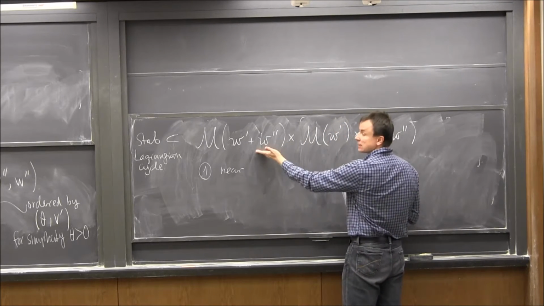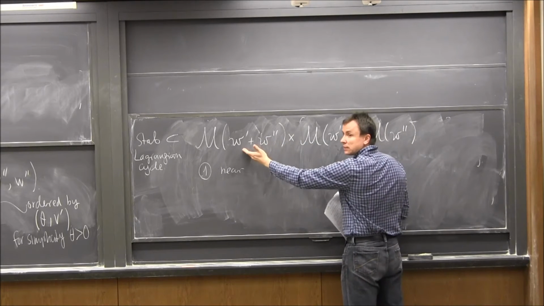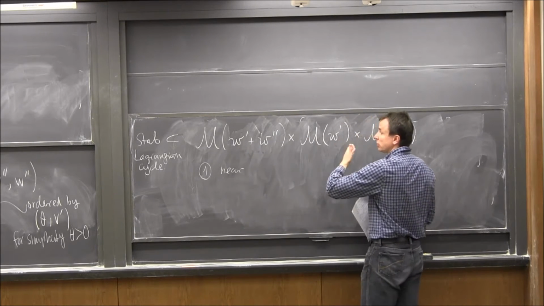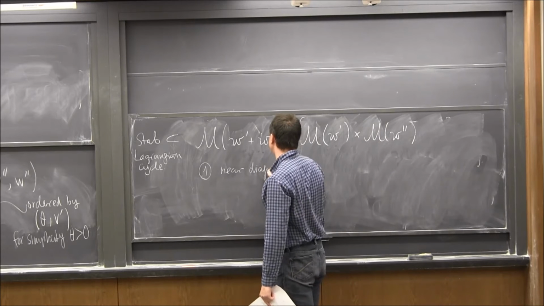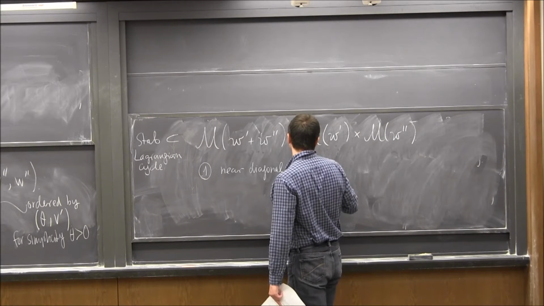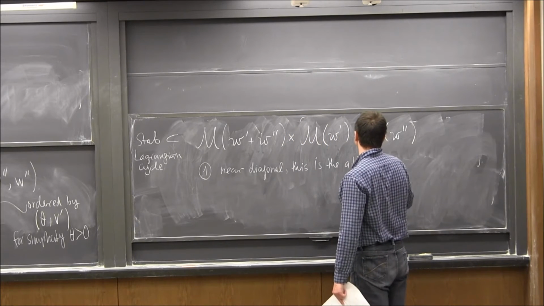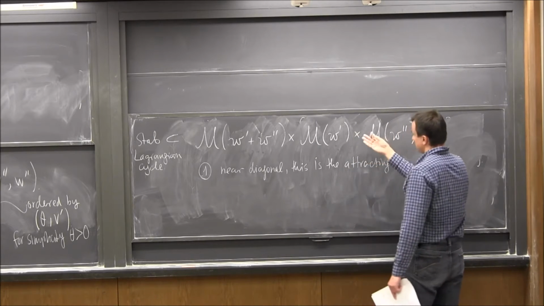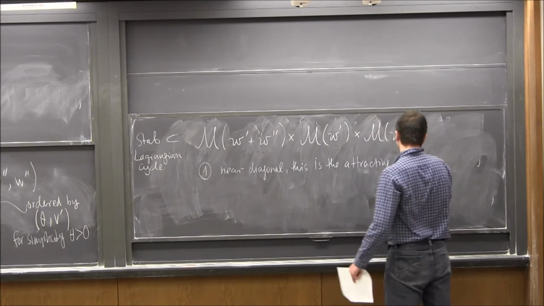It's a locus of direct sums. The product of Nakajima varieties is embedded here as a direct sum, and so you can talk about the diagonal. So near the diagonal, the support is the attracting manifold, the correspondence, the attracting manifold.